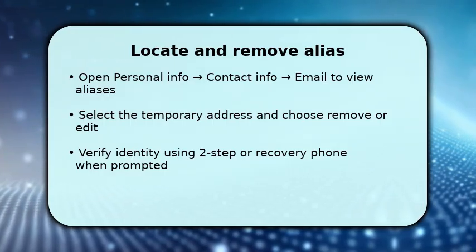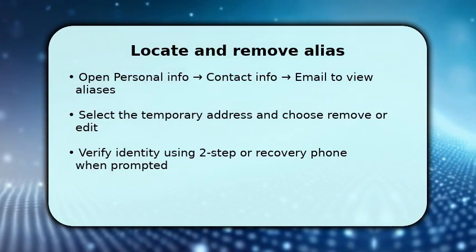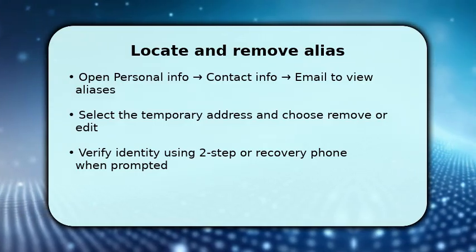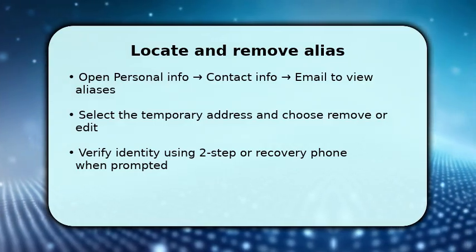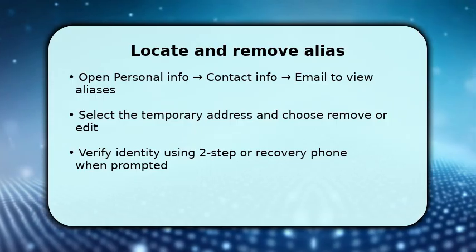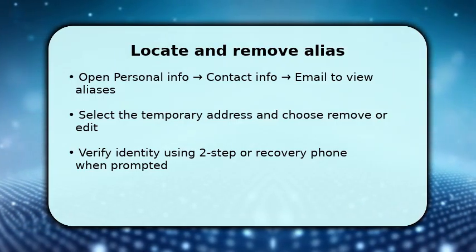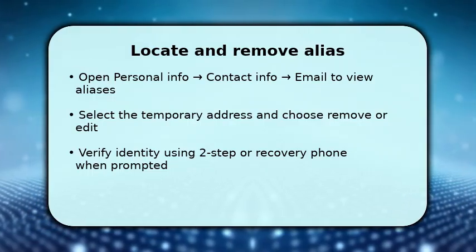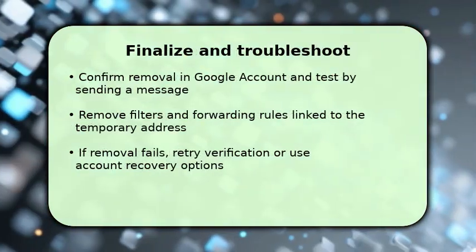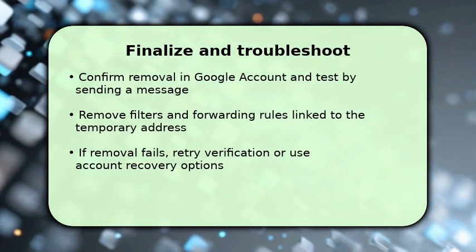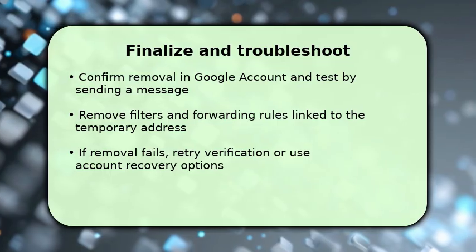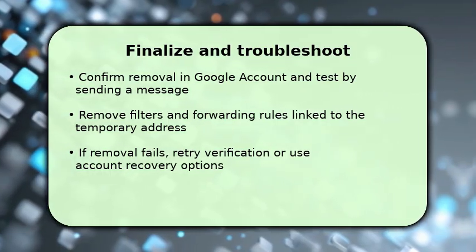Google often requires you to verify your identity with your password and two-step verification, so be ready to approve a prompt or enter a code. Once removed, check that no forwarding rules or filters still send mail to the old temporary address and delete those if present. Finish by confirming the temporary address no longer appears under email, and then send a test message from another account to ensure it's gone.